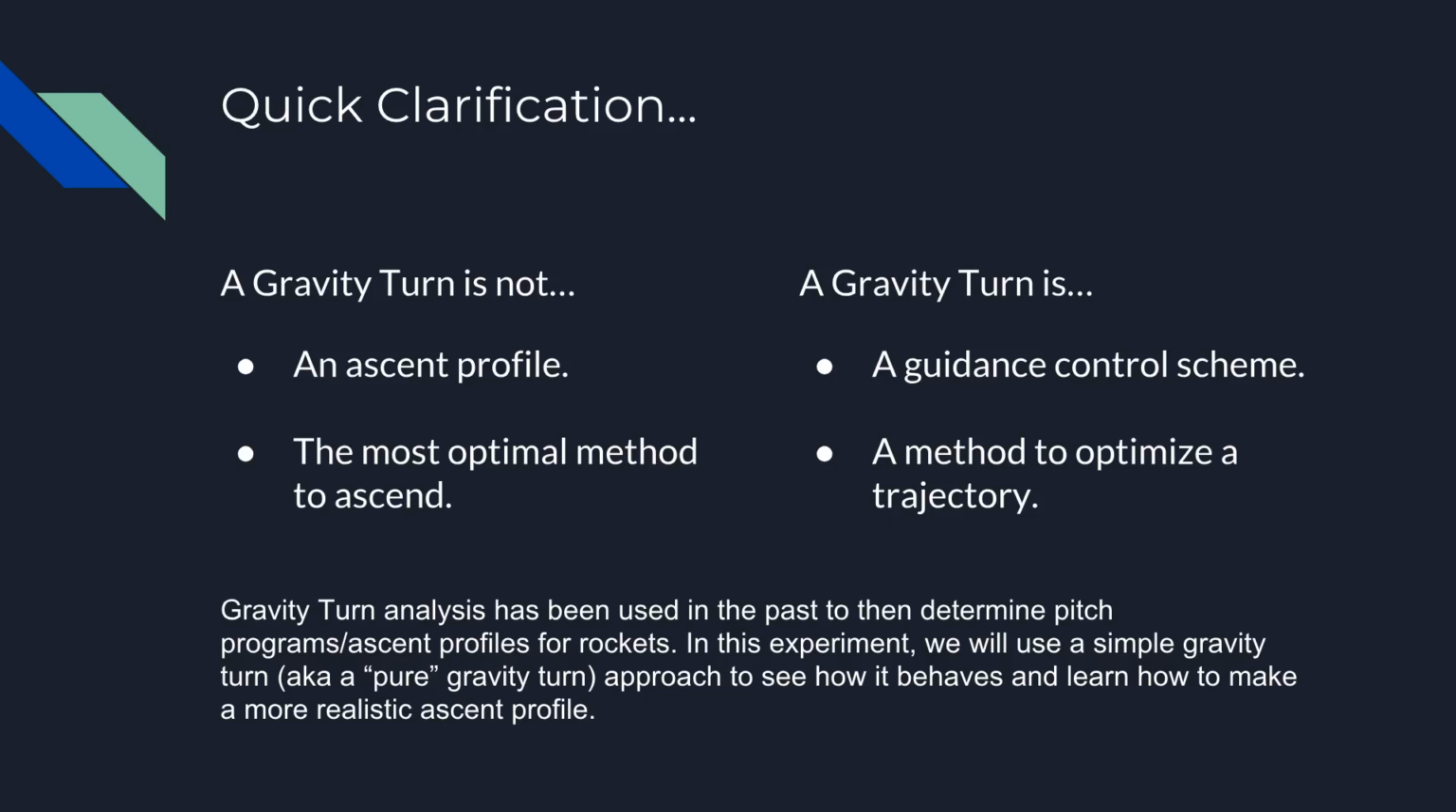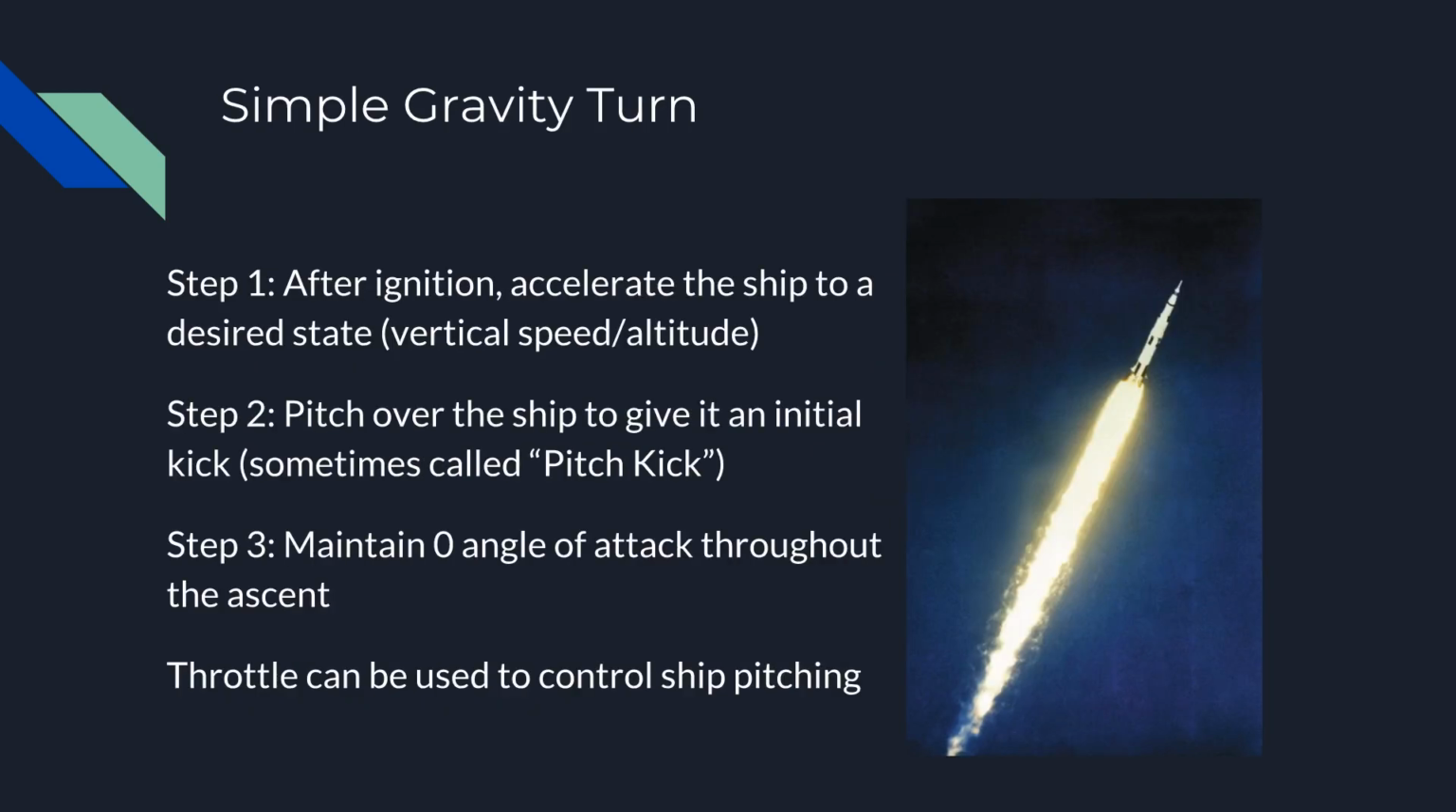So just to clarify those things, when I talk about a gravity turn, I'm not talking about the ascent profile. I'm just talking about the scheme. The scheme that I will be using for this analysis, this little experiment, is that it'll be a pure gravity turn. So that means that the ship is going to pitch over a little bit and then literally just follow prograde all the way into orbit. That's typically called, or I call it, a simple gravity turn. It's also called a pure gravity turn. You see those used a lot.